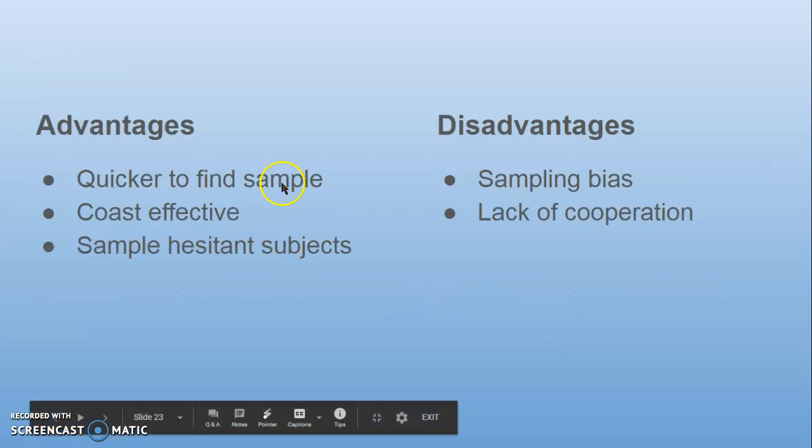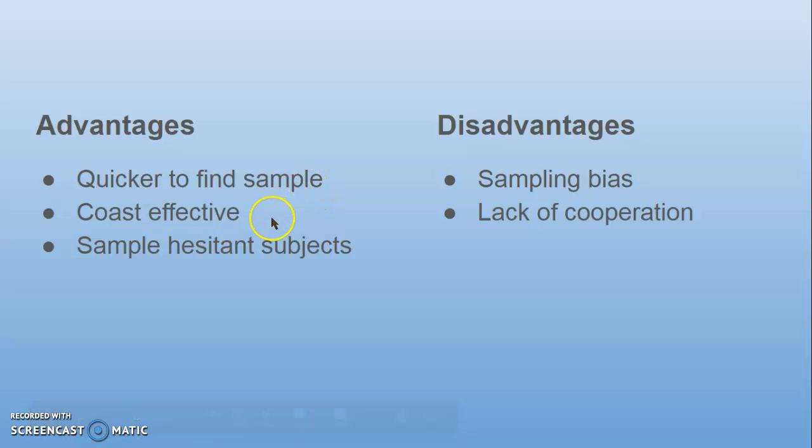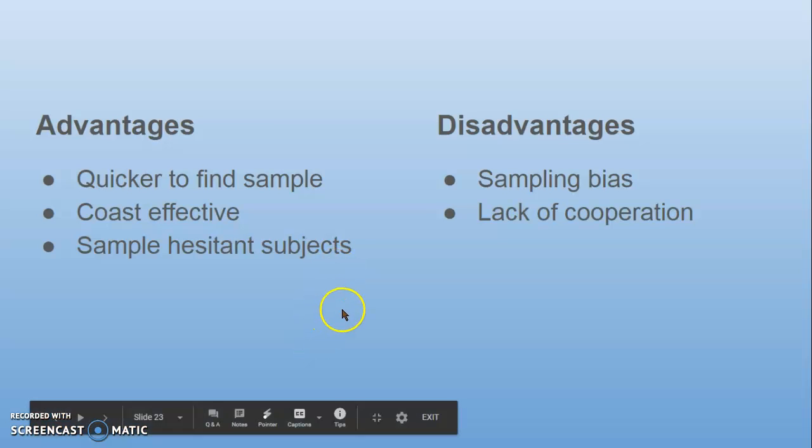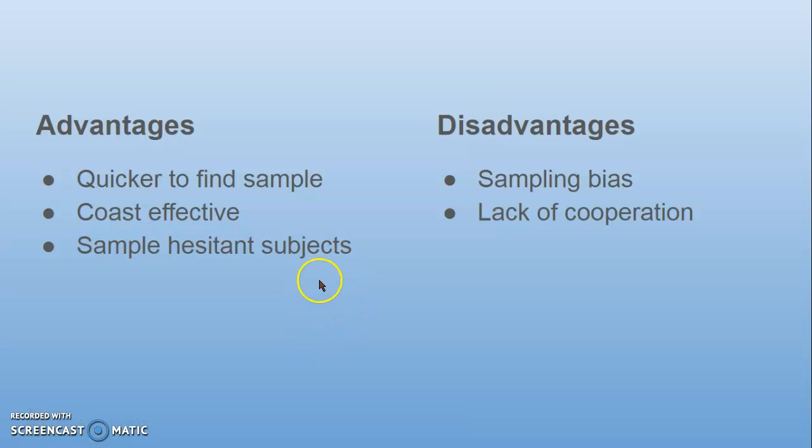So what is the advantage? Same as non-probability, it is quicker to find samples, cost effective, and suits hesitant subjects. In some studies people may not come out with the problem. In those cases, one person may feel comfortable because there are other people and a friend in the study. So for hesitant subjects, it is the best advantage. The disadvantage is sampling bias and lack of cooperation from some samples because they are suggested by another person. Sometimes they may not be interested.